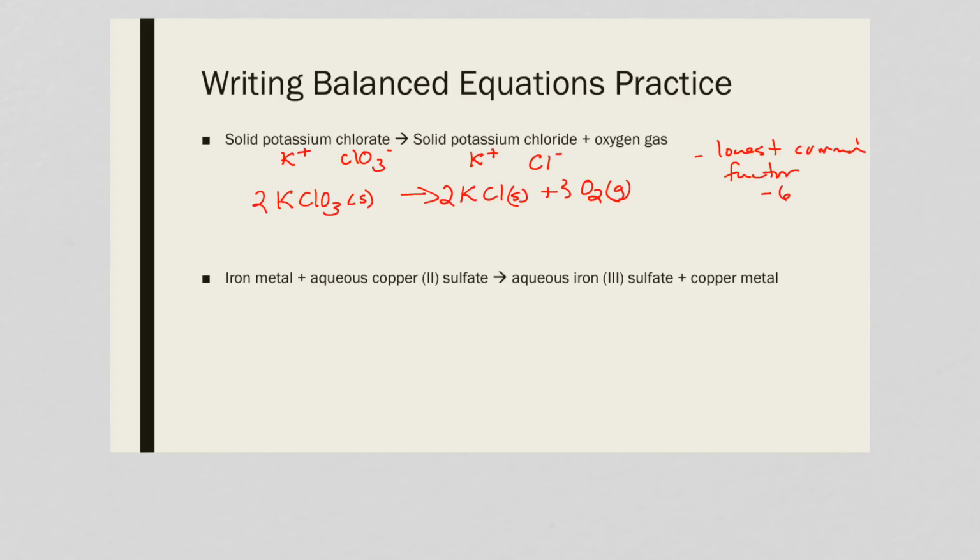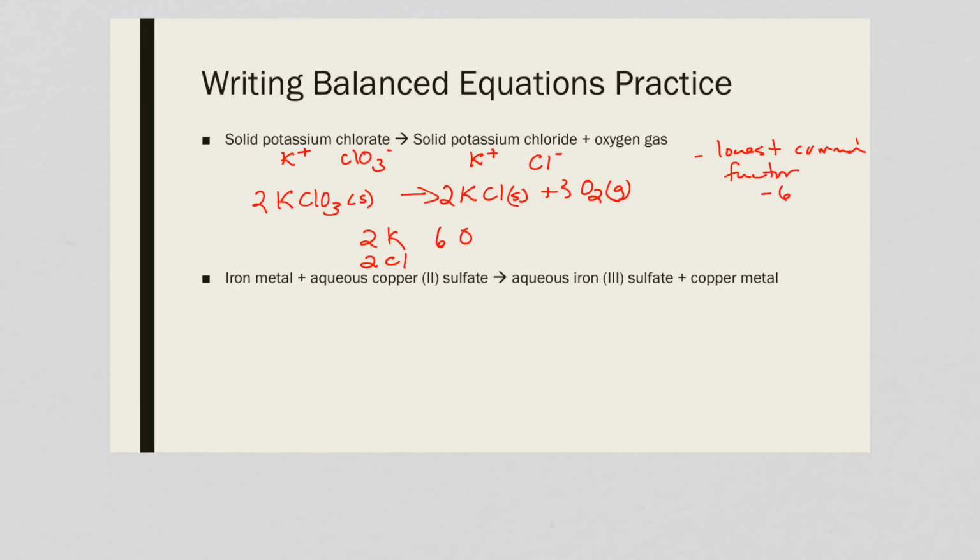So I go back and check it. I have, on each side, 2 potassiums, 2 chlorines, and I have 6 oxygens on each side. So all balanced. Let's do the next one.